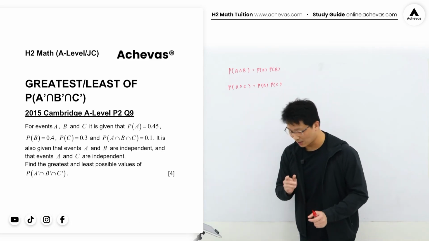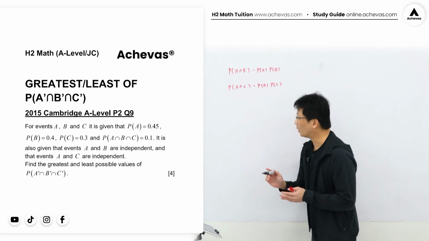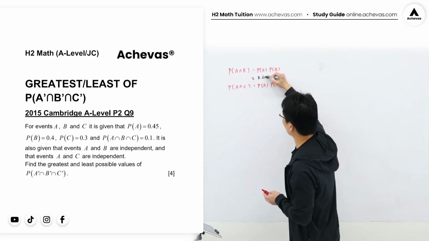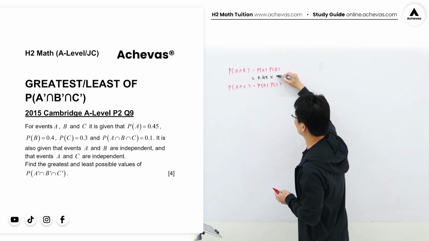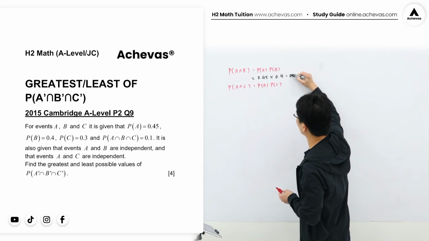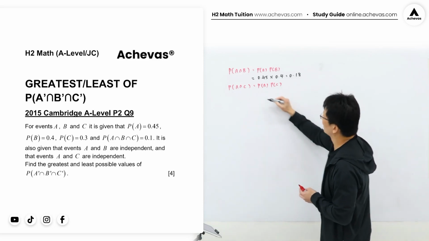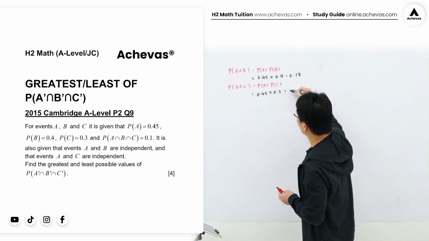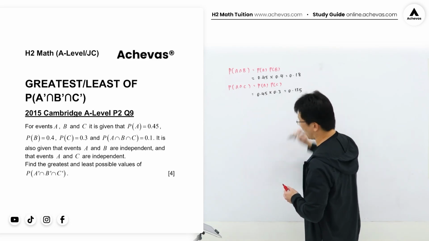We are given all these values, so we can just work out what A intersect B and A intersect C are. The probability of A is 0.45, B is 0.4, and this works out to be 0.18. For A intersect C, it is 0.45 times 0.3, which gives me 0.135.